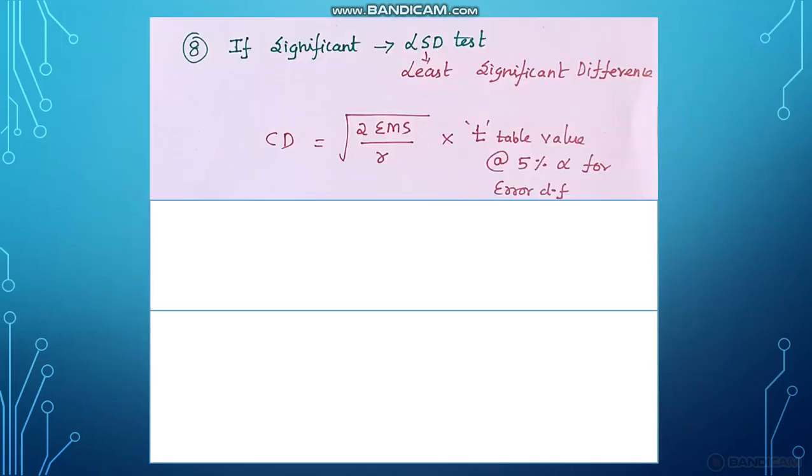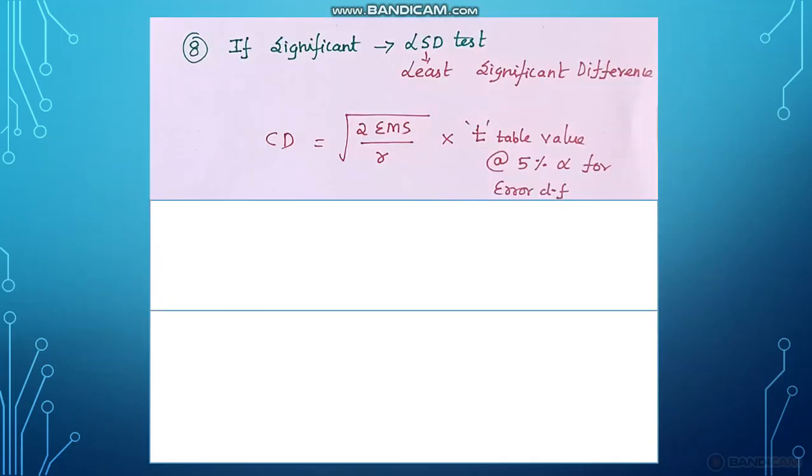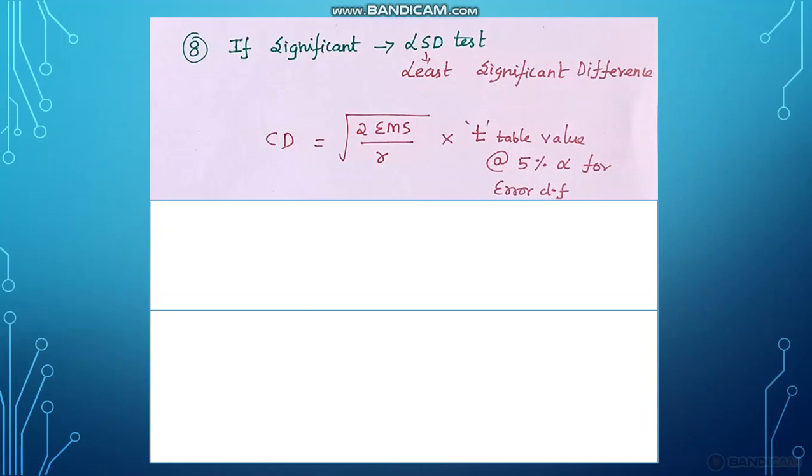We go for the eighth step only if the result in the seventh step is significant. That is, we want to compare which pair of treatments is different. In the seventh step we found that there is a difference among means, so in the eighth step we find which pair of means is different. We go for the eighth step only if the result comes significant.